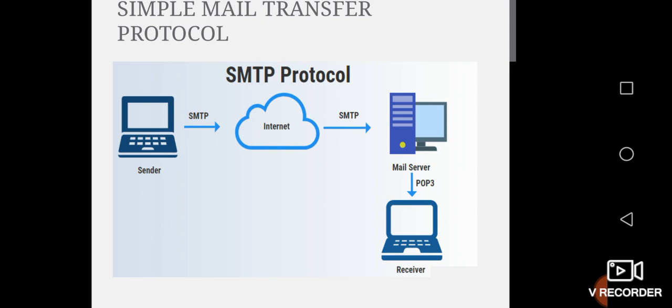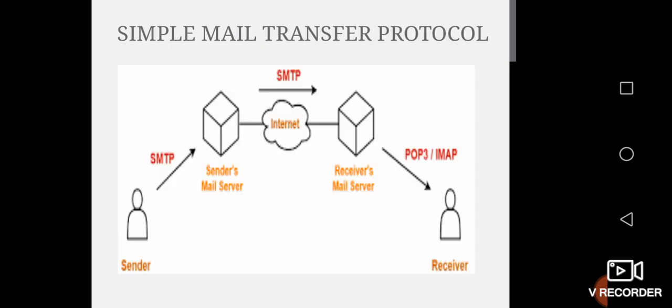Over SMTP, when you want to send the data, the sender uses SMTP through the internet. SMTP transfers the data to the mail server and the receiver uses the Post Office Protocol to access the message. To explain it in detail, the sender sends the data to the sender's mail server through SMTP. Then through the internet, using SMTP, the data is transferred to the receiver's mail server. The receiver will use the Post Office Protocol or IMAP, the Internet Message Access Protocol, in order to access those messages.